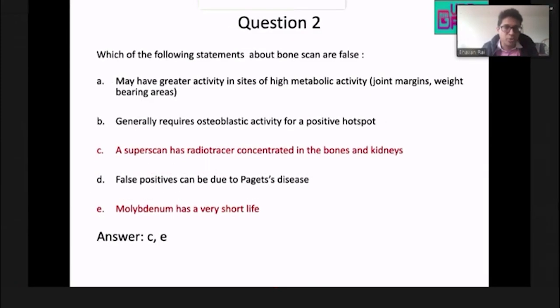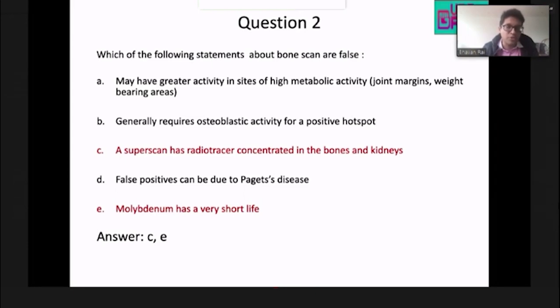The next question was, which of the following statements about bone scan are false? And this was a slight trick question because there were two false answers in this. One was the super scan is defined when the radiotracer concentration is in the bones and the kidneys, but in a super scan, the tracer is not present in the kidneys because all of it's been taken up by the bones and nothing goes on to the kidneys.